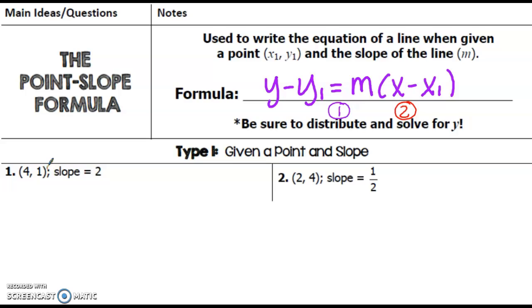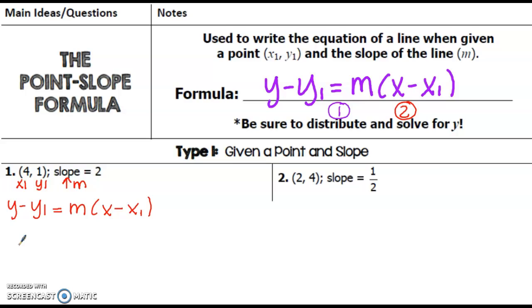I'm going to label these. I only have 1 point, so it's only going to be x1, y1. And I know my slope, that's going to be my m. So I'm going to look back at my formula over here, and I know that I have to do y minus y1 is equal to m times x minus x1.